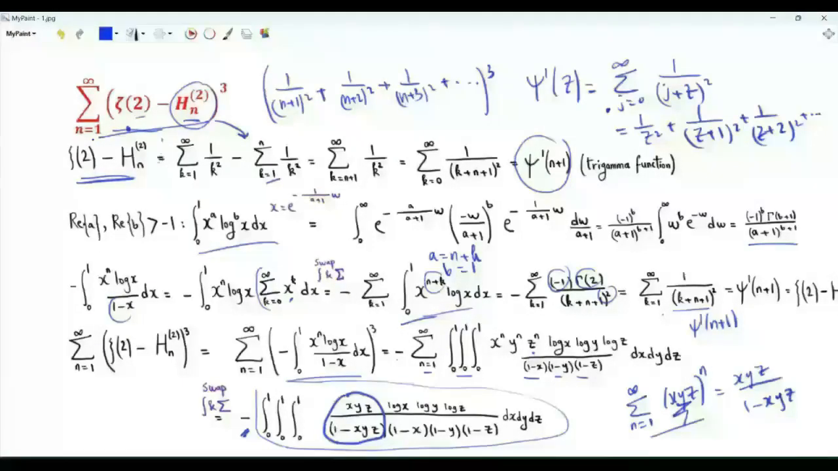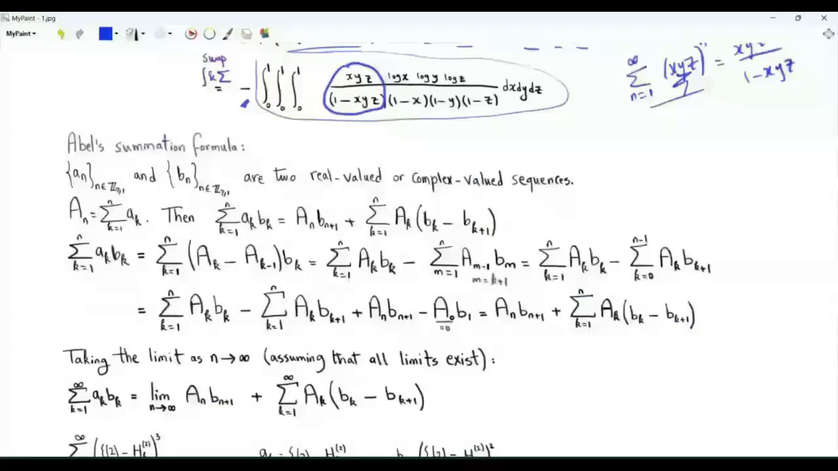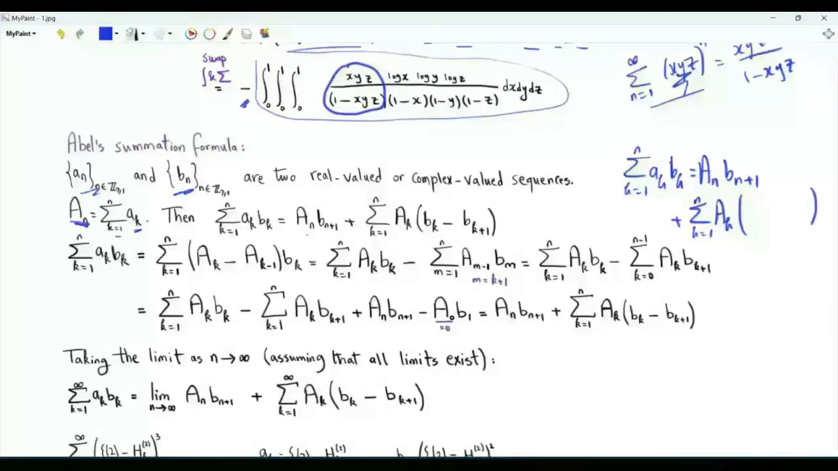Abel's summation formula is used to evaluate the sum. Consider two sequences. Summation k from 1 to n of ak, bk is equal to big A sub n, b sub n plus 1, plus a sum k from 1 to n, big ak, then the difference bk minus bk plus 1. Big An is summation k from 1 to n, small ak. To show this, we simply write small ak as big ak minus big ak minus 1. The assumption here is that big A0 is equal to 0.